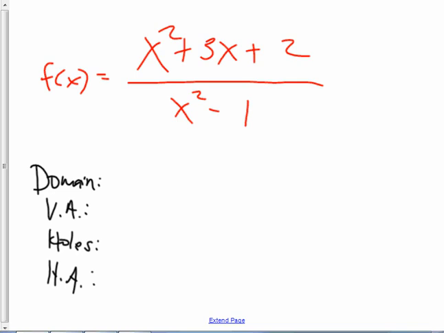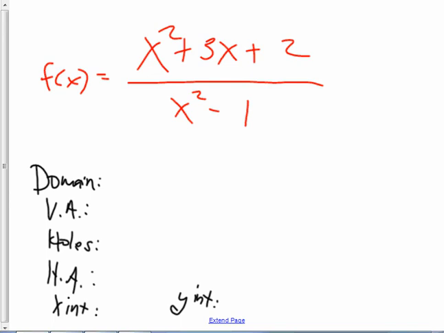And then after that, I'd like you to tell me the x-intercepts. Remember, that's where y is 0. And then the y-intercept. Try those, and I will give you some help with it in a moment.